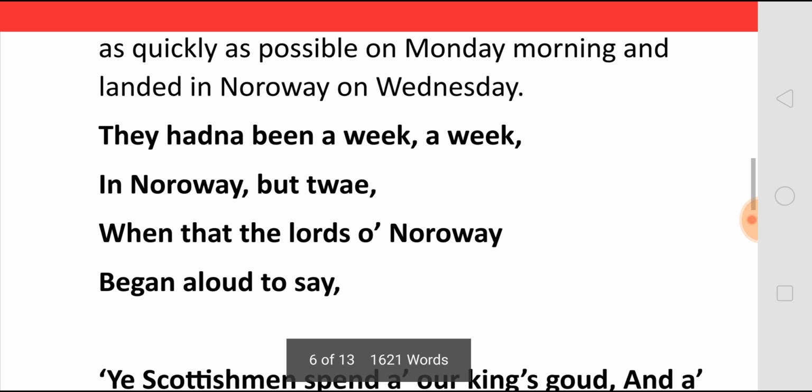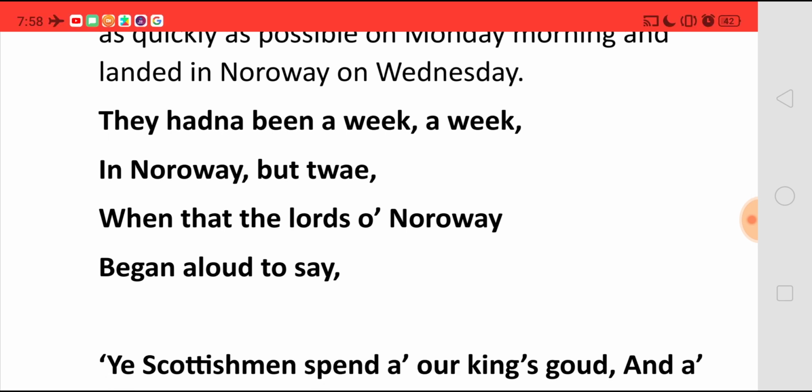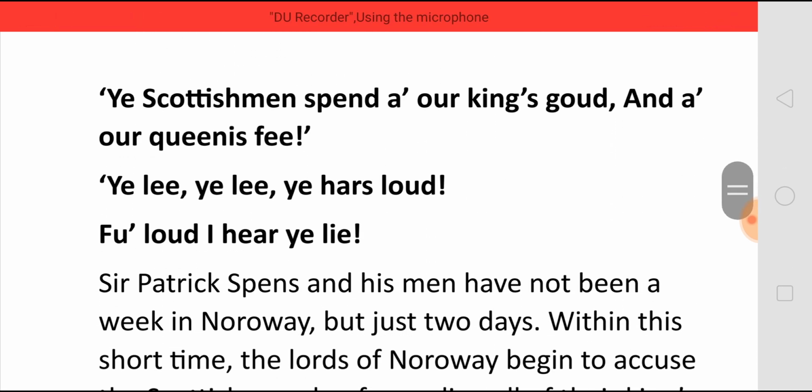They had not been a week in Norway, but two, when the lords of Norway began aloud to say, You Scottish men spend of our king's gold and our own queen's fee. Ye lie, ye lie, ye liars loud, full loud I hear ye lie.